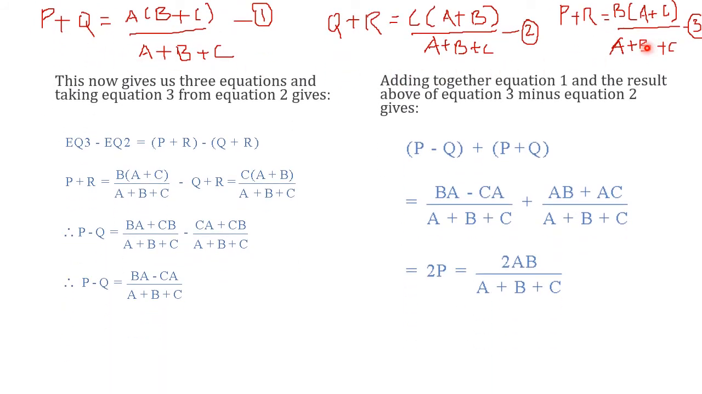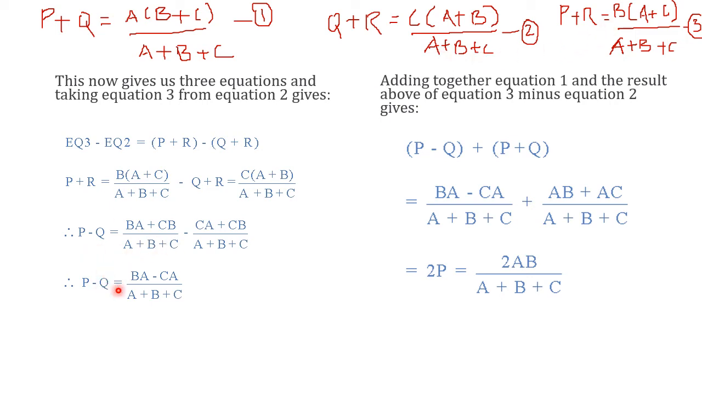So here are our three equations. This is our equation 1, this is our equation 2, here is our equation 3. So now we are going to solve these three equations. The initial step I am going to do is subtract equation 3 with equation 2. Therefore P plus R minus Q plus R. Here R and R will be cancelled, so P minus Q equals B into A plus C over A plus B plus C minus C into A plus B over A plus B plus C.